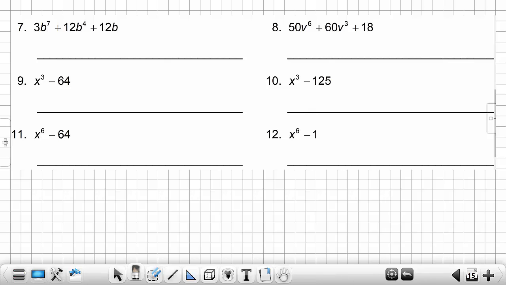What else can I factor out of all three of these? A B, because all of them can give up a B. So yes, if I factor out a 3B, what do I have left? If I factor 3B out of 3B to the 7th, what do I have left? B6. Okay. If I factor 3b out of 12b to the fourth, what do I have left?